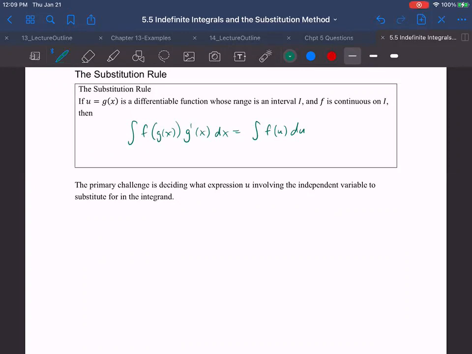Okay, so essentially you're going to have a function such that when you take a derivative of it, it shows up kind of elsewhere is what you're going to really look for. Okay, so we can make some things cancel out. So the primary challenge here is deciding what expression u involving the independent variable to substitute for the integral. So you have to kind of just get good at it and get practice at it. And sometimes you don't even notice that you can do it and stuff like that. So just kind of keep your eye out on it.